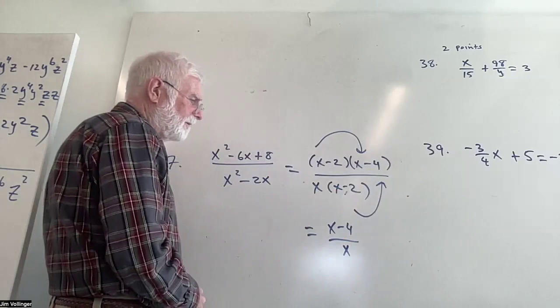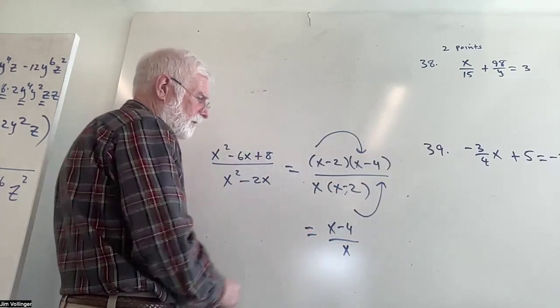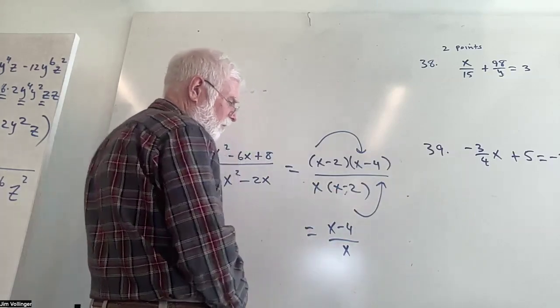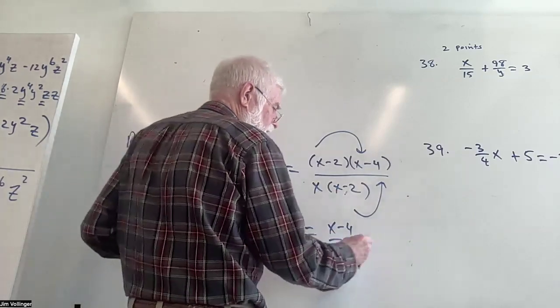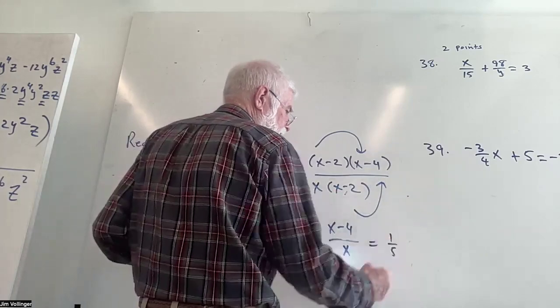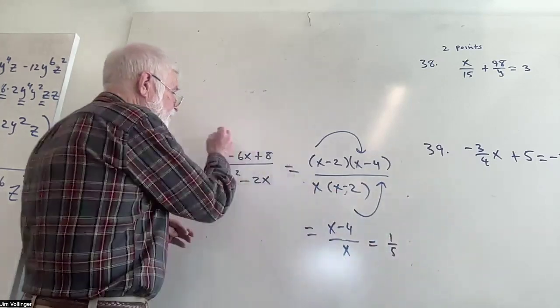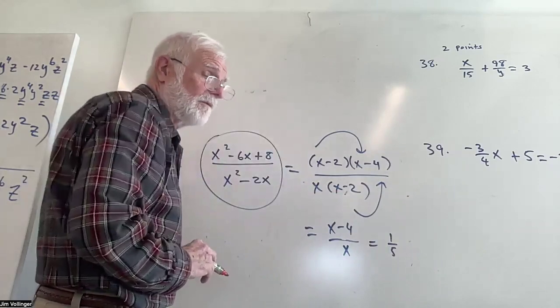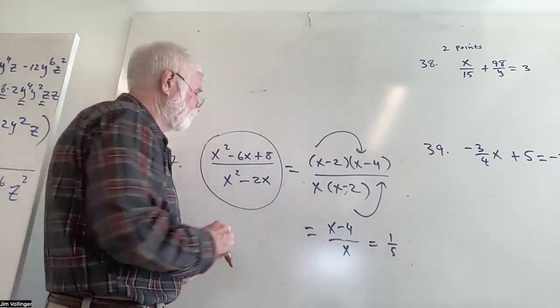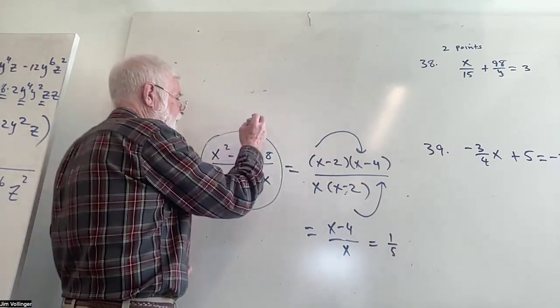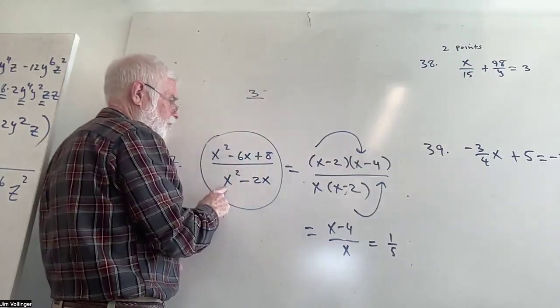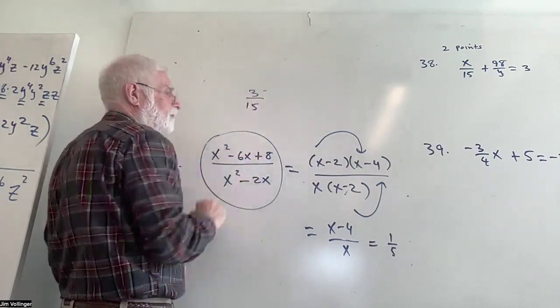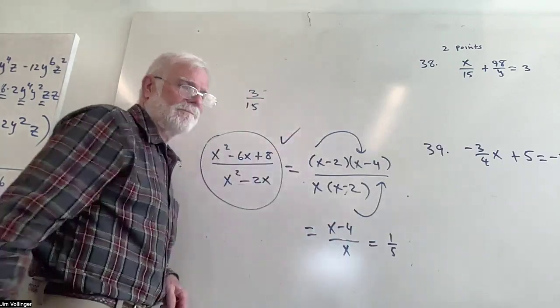Well, that's not bad. What if I put a 5 in here? A 5 gets me, do I want to put a 5 in? Yeah, I guess so. 5 minus 4 over 5 gets me 1/5. So a 5 gets me 1/5. If I come over here and put a 5 in and I don't get 1/5, I did something wrong. 25 minus 30 minus 5 plus 8 minus 5 plus 8 is 3. 5 and 25 minus 10 is 15. 3/15 is 1/5. I'm moving on.